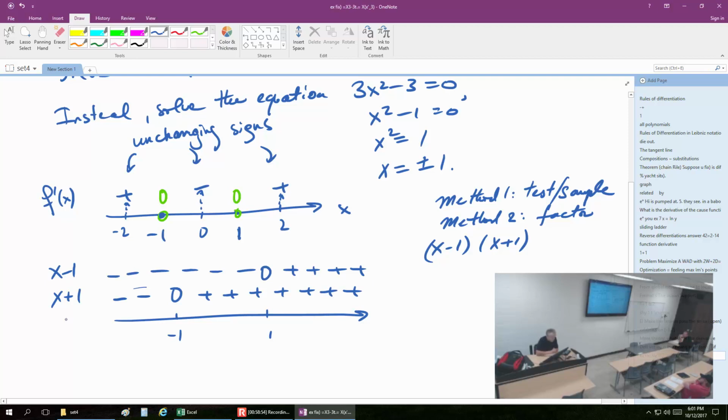Okay? Now I put these two together. So f prime of x is the product of these. So what are the signs? Negative times, I'm going vertically. Negative times negative is positive. Negative times positive is negative. And then positive times positive is positive, with zeros here. Okay, so I get the same result naturally.